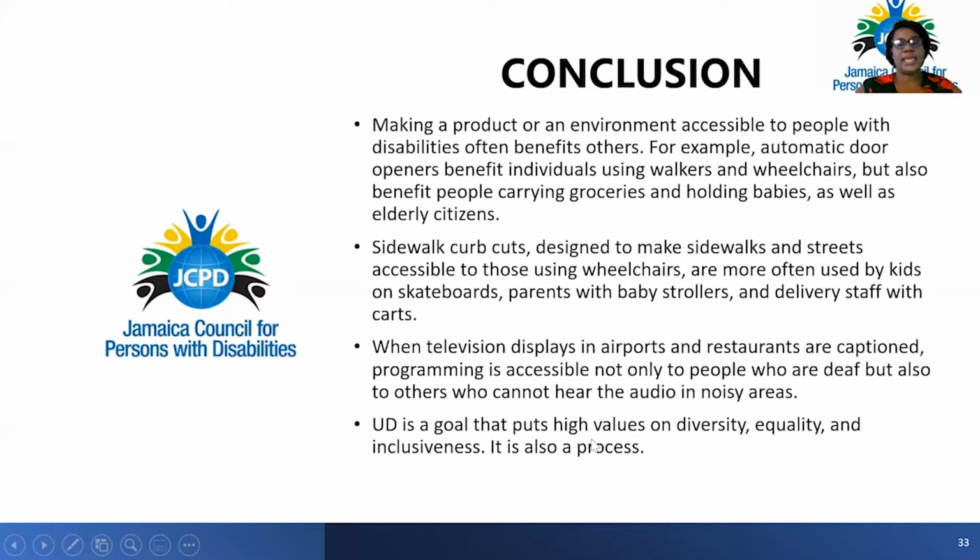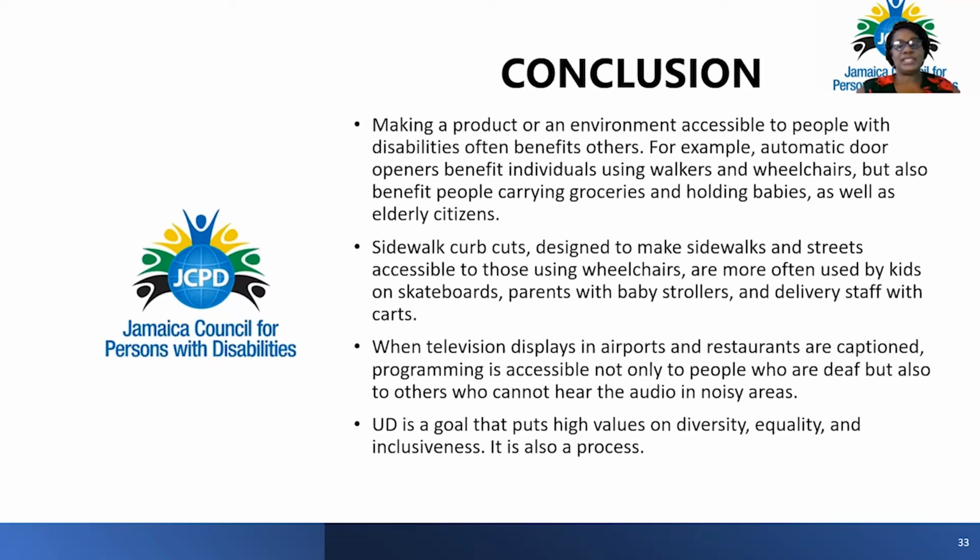In conclusion, making a product or an environment accessible to persons with disabilities often benefits others. For example, automatic door openers benefit individuals using walkers and wheelchairs, but also persons carrying groceries, holding babies, as well as elderly citizens. Sidewalk curb cuts, which are designed to make sidewalks and streets accessible to those using wheelchairs, are often more used by kids on skateboards, parents with baby strollers, and delivery staff with carts.